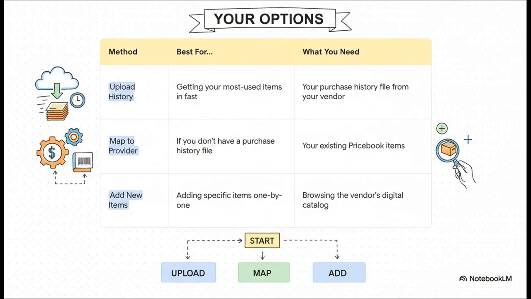And the best part? You've got options, because every business is a little different, right? You can either upload your entire purchase history, which is super fast. You can map the items you already have in your price book, or you can just add new things one by one. Let's take a quick peek at each of these.